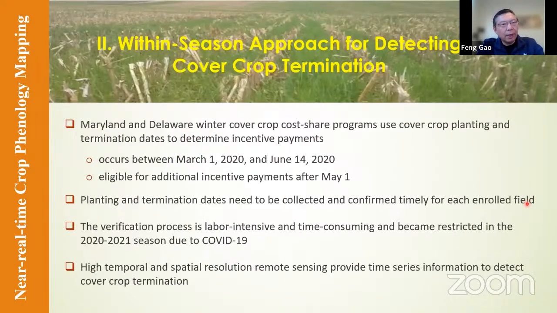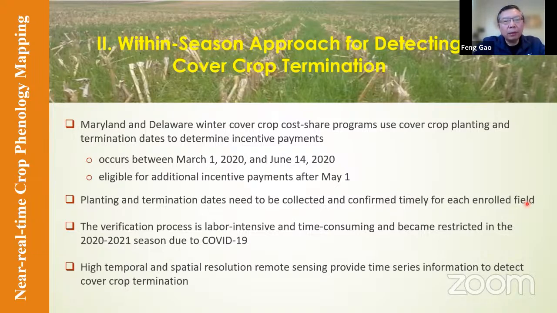The second topic I want to talk about is cover crop termination mapping. It's also a within-season, near real-time approach using remote sensing dense time series. Cover crops are planted during the off season, normally in the fall going through the winter. They are used to protect the soil and improve watershed management.